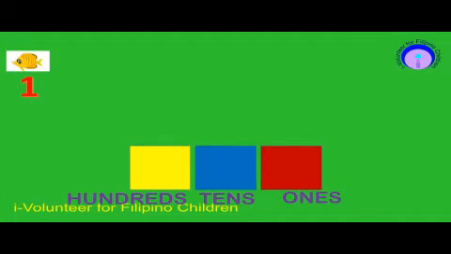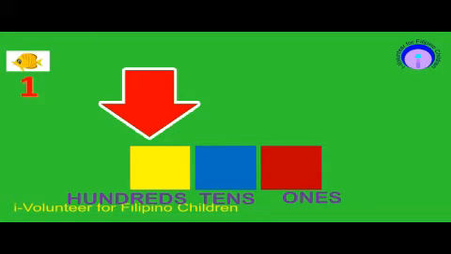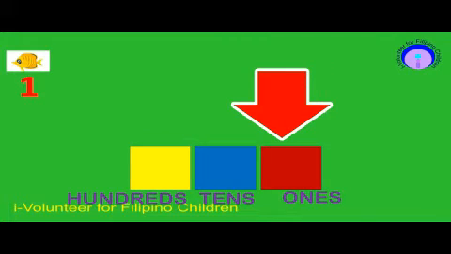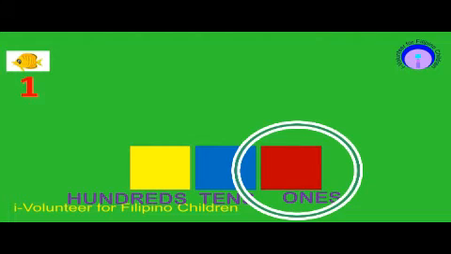Upang mas lalo nating maintindihan ang ating lesson on place value, gagamit tayo ng larawan ng isda. Kung meron akong isang pirasong isda, saan ko ilalagay? Sa placeholder natin? Is it in the hundreds place? Is it on the tens place? Or is it on the ones place? See it? It is on the ones place.